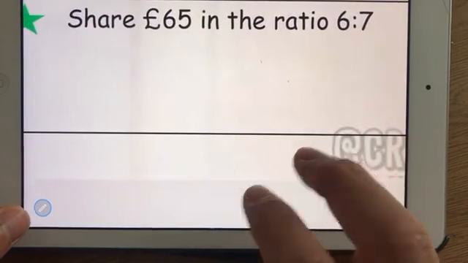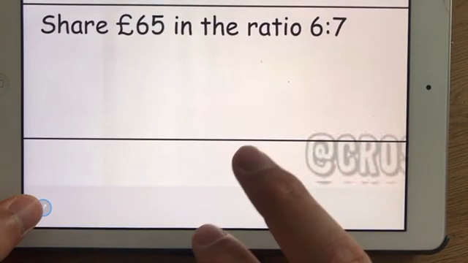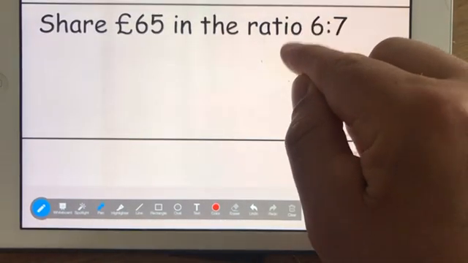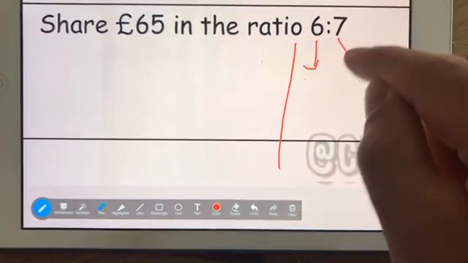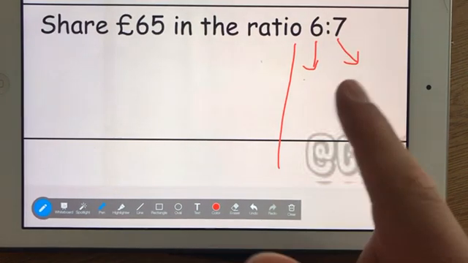Last couple, £65 in the ratio 6 to 7. Easy one, really easy one. People get this wrong so often. So I need 6 shares on this side, 7 shares on this side. In order to find out what it is, I've got to add them together.